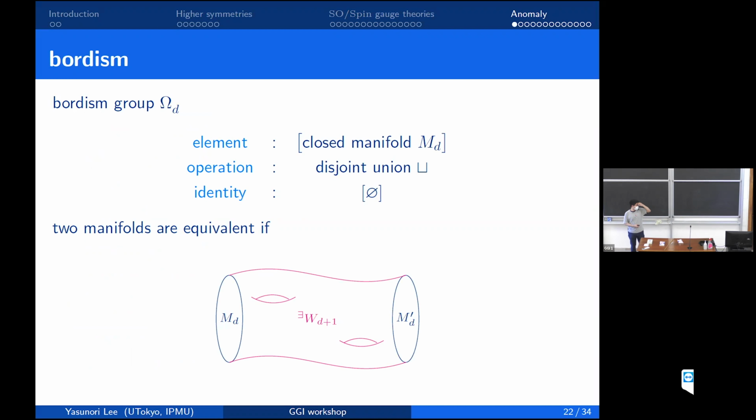Okay, so let's start from bordism. So what is bordism? A bordism group is an abelian group formed by certain equivalence classes of closed manifolds. Here two closed D-manifolds, M_D and M_D prime, are defined to be equivalent if there exists a one-higher-dimensional manifold, W_{D+1}, which connects them. And such M_D and M_D prime are said to be bordant to each other. And the group operation, the binary operation we want to consider, is the disjoint union of manifolds.